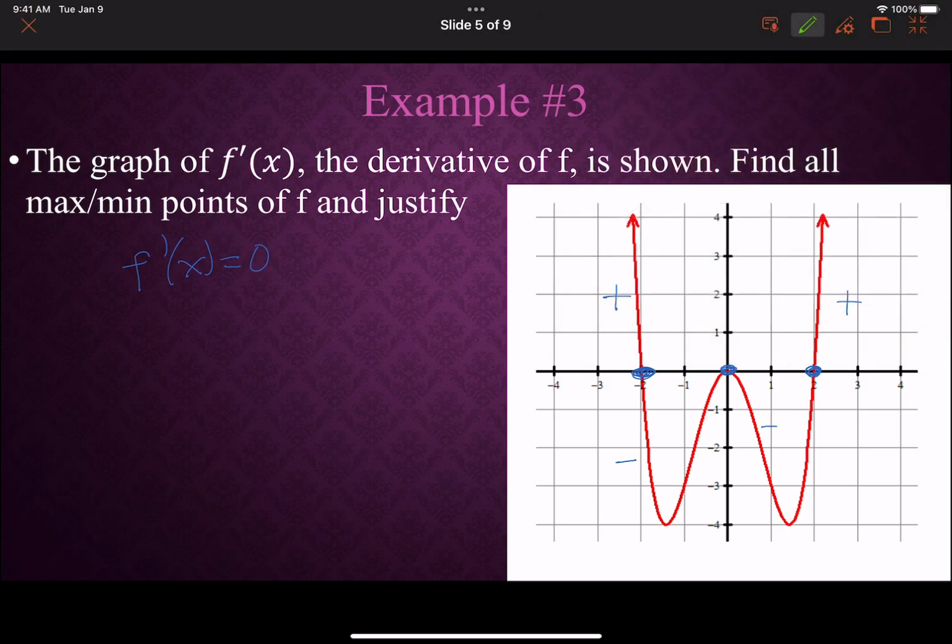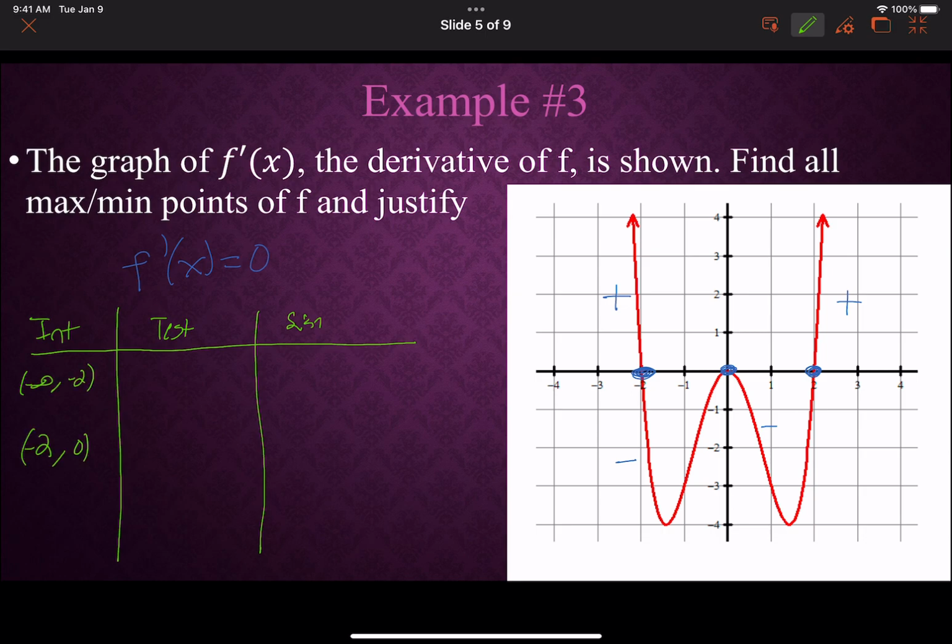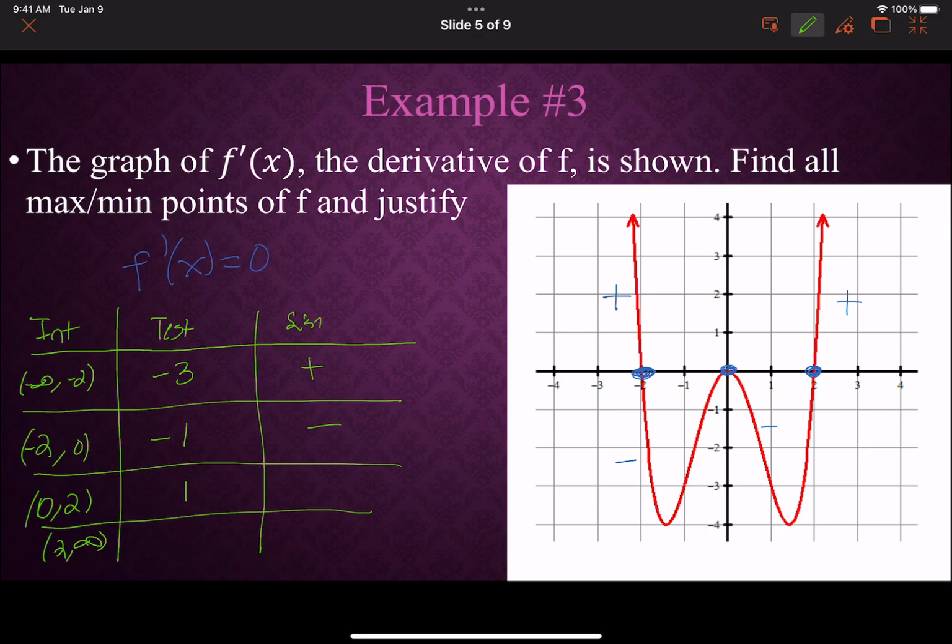So your 3 intervals, or 4 intervals really, you have your intervals there, test, and then sign. So going from negative infinity to negative 2, negative 2 to 0, 0 to 2, and then 2 to infinity. Testing numbers, at negative 3, we get a positive value. At negative 1, we have a negative value. At positive 1, we have a negative value. And at 2, we have a positive value.